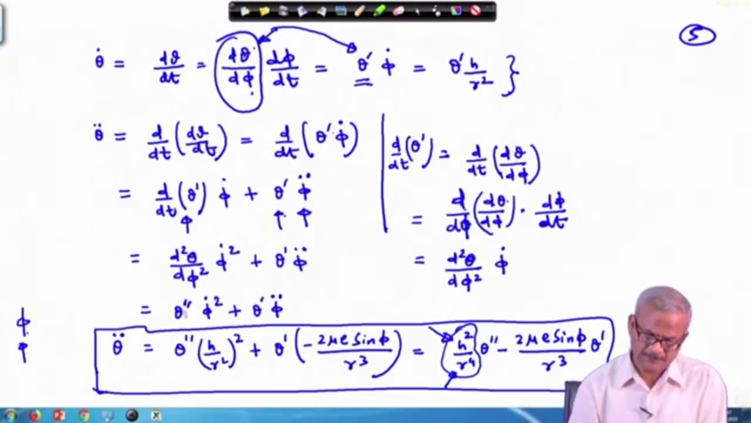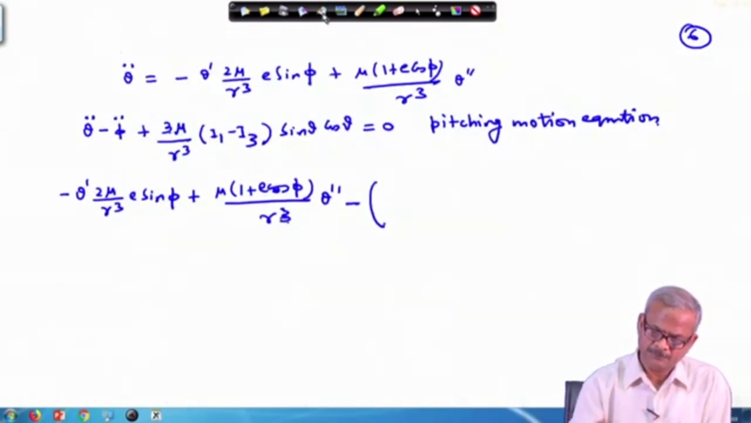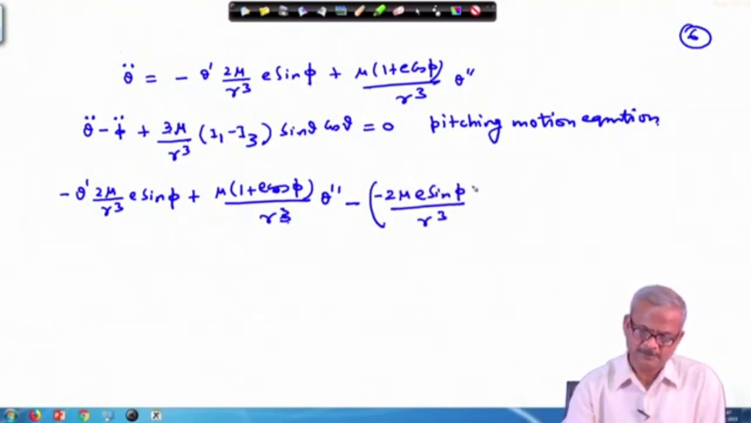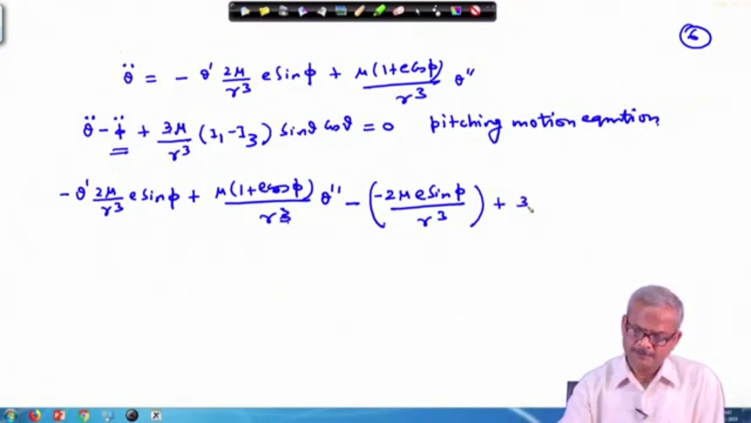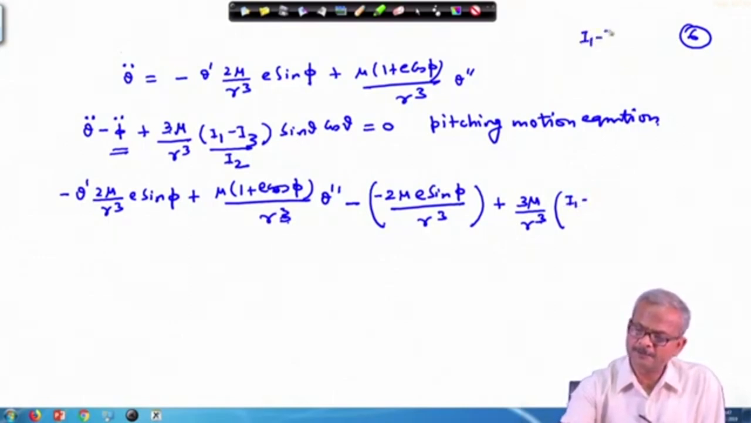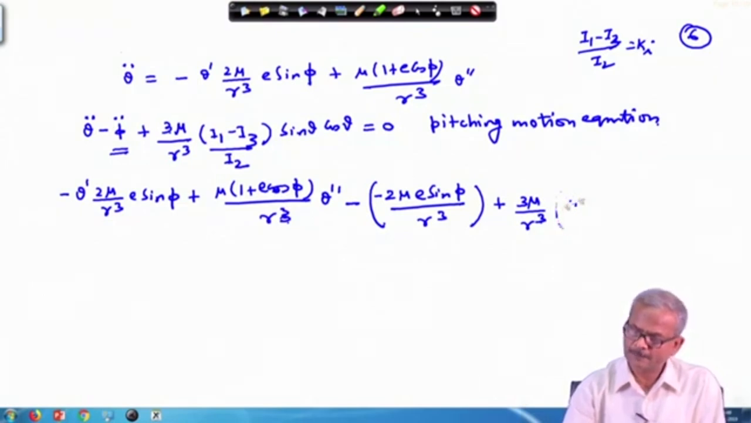So, phi double prime we have derived earlier, this is minus 2 mu e sin phi divided by r cube with a minus sign. So, this is the quantity phi double dot, and then 3 mu by r cube times I 1 minus I 3, divided by I 2 also. So, I 1 minus I 3 divided by I 2, we have written this quantity as k I. So, I will replace this in terms of k I here itself. This is k I and then sin theta times cos theta.